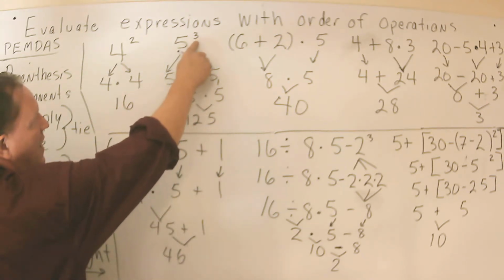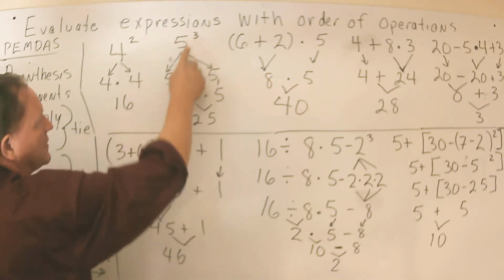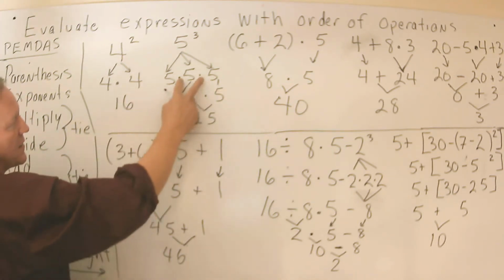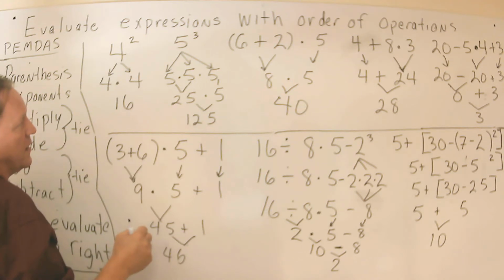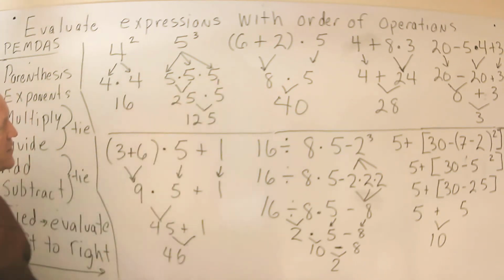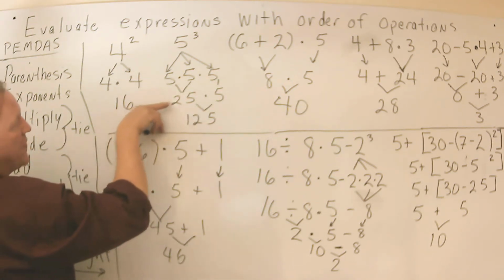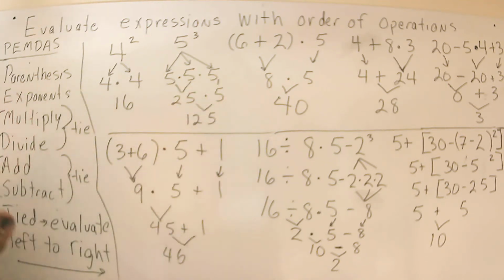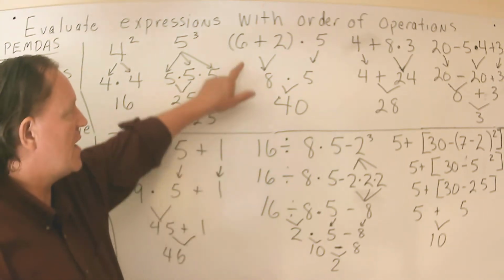Let's look at 5 to the third power, or 5 cubed. That means there's 3 5s. So going from left to right, because it's the same order, there's a tie. I'll evaluate 5 times 5 is 25, times 5 will give me 125. Let's go ahead and look at our next expression.